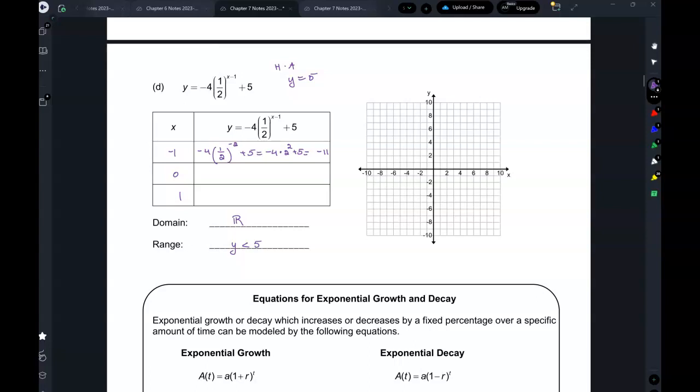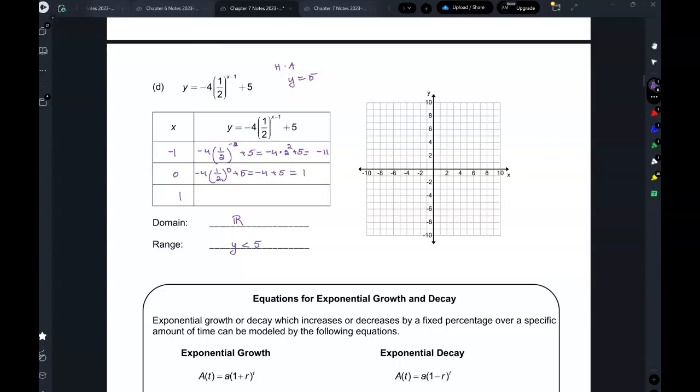So this one here, this will be 2 to the 2, right? Because it's a negative exponent. So -4 times 2 to the 2 plus 5. -4 times 4 is -16 plus 5 is 11. Okay. So -4, 1/2 to the 0 plus 5. This is -4 plus 5, 1.